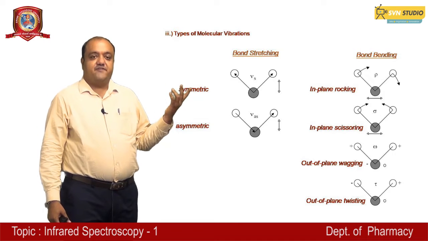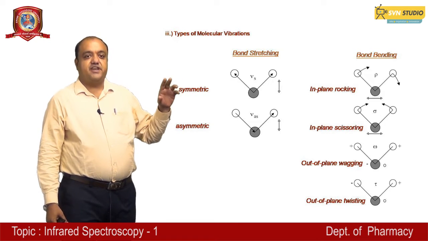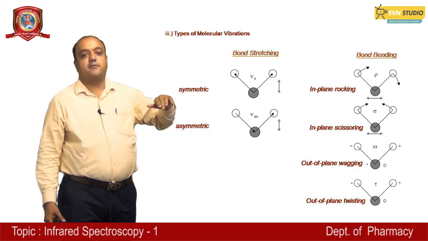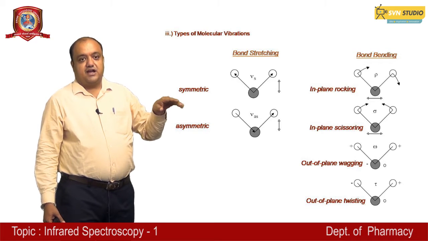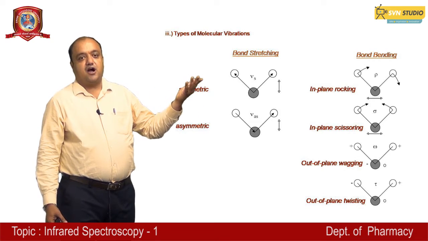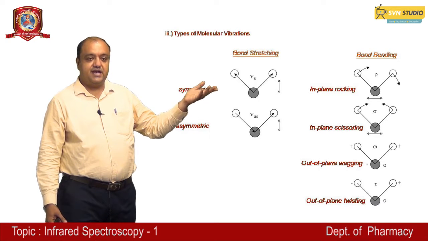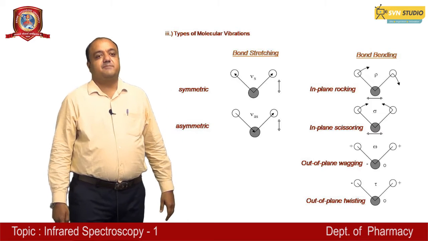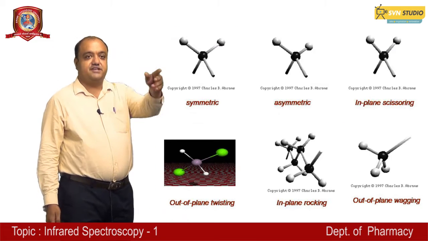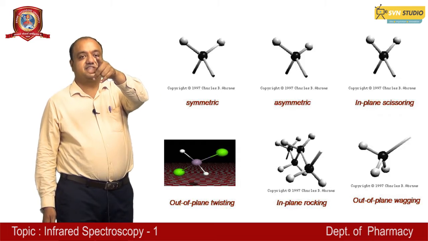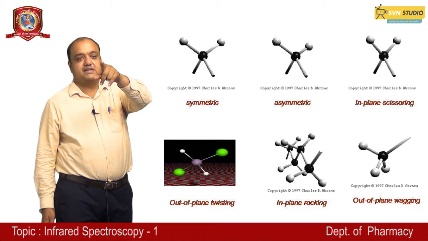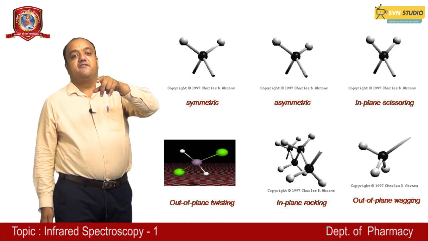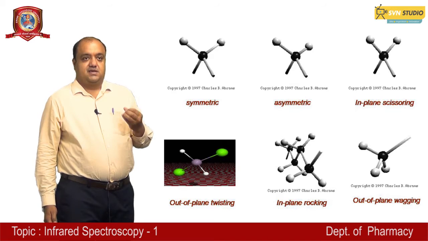Out of plane wagging: one atom is in the plane and the other is out of the plane. And out of plane twisting: one atom is above the plane and the other is below the plane. This is the symmetric vibration, this one is the asymmetric vibration, this shows the in plane scissoring vibration, and the last ones show in plane rocking and out of plane wagging vibrations.